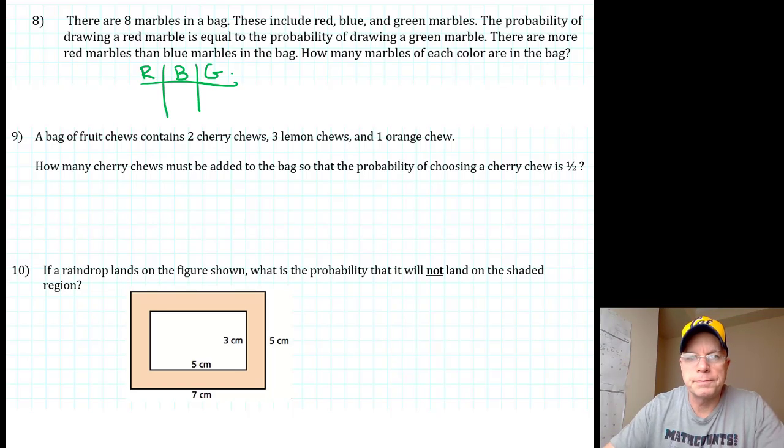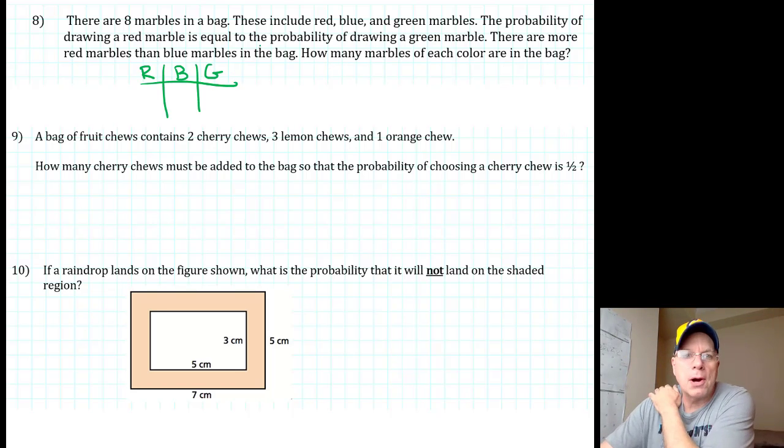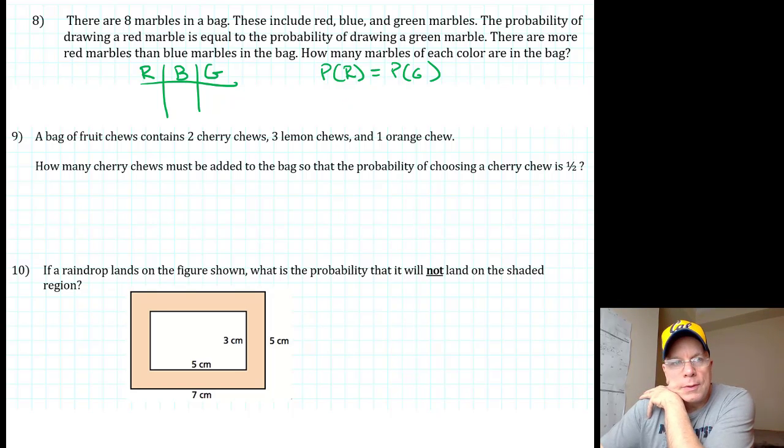Anticipating a table. The probability of drawing a red marble is equal to the probability of drawing a green marble. Probability of red equals probability of green. There are more red marbles than blue marbles in the bag. There are more red than blue. Well, if there are more red than blue, the probability of red must be greater than probability of blue.